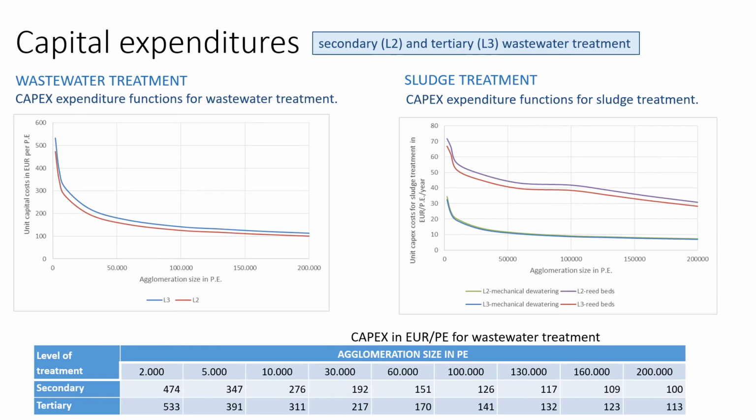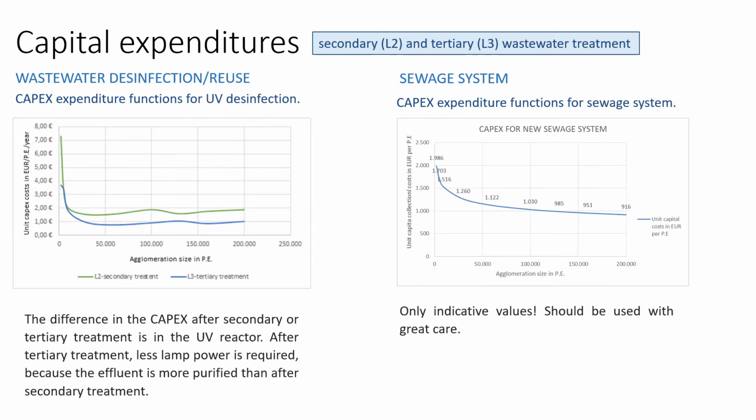The CAPEX expressed in euro per PE decreases by agglomeration size. That means that a small wastewater treatment plant represents a higher financial burden per inhabitant. The same applies for sludge treatment. And investment costs in reed beds are much higher than investment costs in mechanical dewatering. The sludge treatment costs are also higher for secondary treatment because the treatment process produces more sludge.